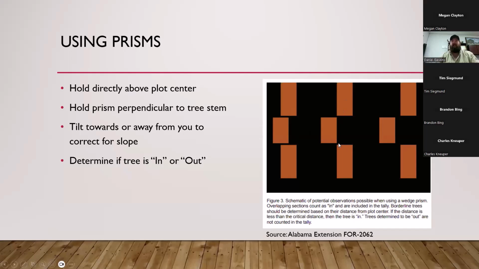The middle example, it's hard to tell if it overlaps or it just perfectly lines up. We're going to consider that a borderline tree. And we're coming back to all of these in just a second. And then on the far right, you can see it clearly doesn't overlap it at all. And that's what we're going to call an out tree.